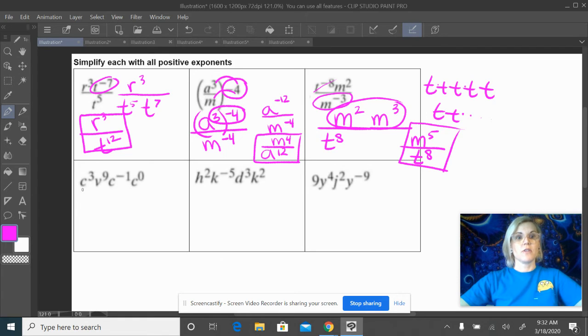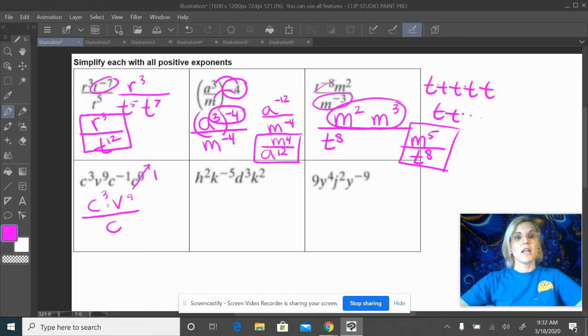All right, for this one, just looking through all of them, I can easily see that anything to the power of 0 is just 1. So we don't need to do anything with that. So I have c to the power of 3, v to the power of 9, and then that negative exponent goes on the bottom. I don't really need to write the 1 because it's not going to change anything.